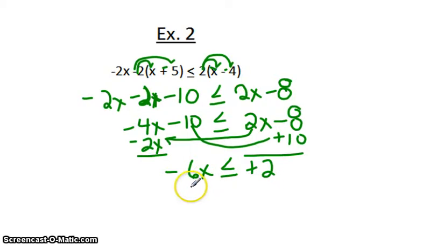Alright, to solve this, I want to divide both sides by -6. And again, I am dividing by a negative. And when I divide by a negative, I have to reverse my inequality symbol. So I have x is greater than or equal to, that's a fraction, so it's -1/3.